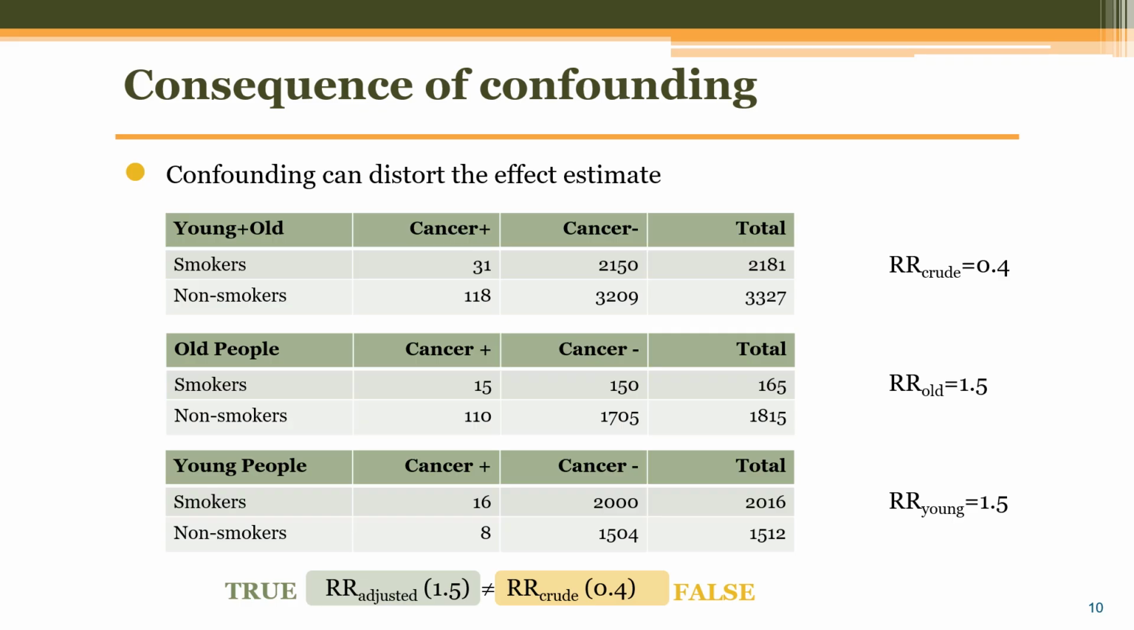However, if we look at the situation in old people and young people separately, we can see that the risk ratio is 1.5 in both groups, indicating that smoking is a risk factor for lung cancer. So, confounding caused by age could lead to a completely wrong conclusion in this example.